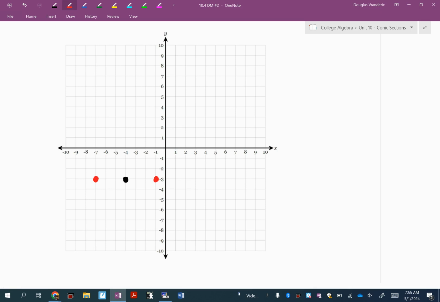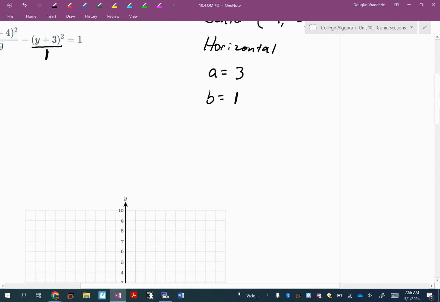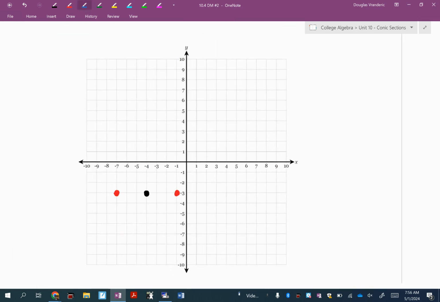Okay, so if the vertices are left and right, what am I going to graph up and down? The co-vertices. Nice. And Luke is right. I'm going to use that letter B of 1 to go up and down from the center. So up 1 unit, down 1 unit.